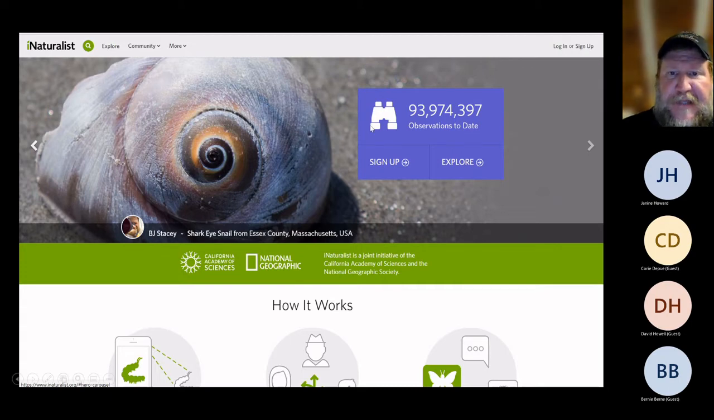I took the screen grab this afternoon, so that is up to date. Over 93 million observations to date. So they're slowly pushing their way towards 100 million. I got a little excited there by the 9. But they have such a large data set that they have, I can't remember if it's an algorithm or an AI, that can actually help you identify your photo when you submit it, which is absolutely cool. It's so fantastic.